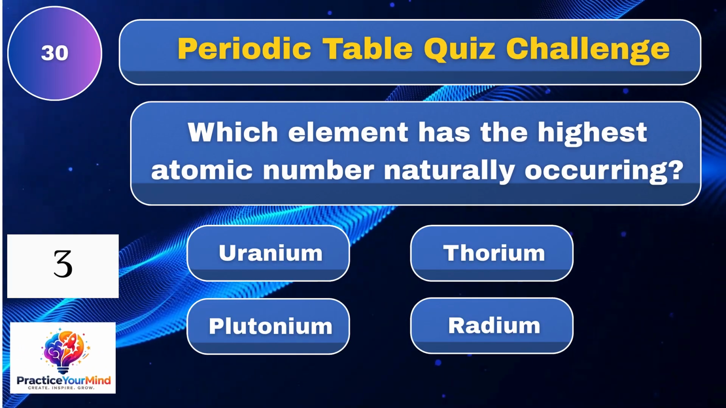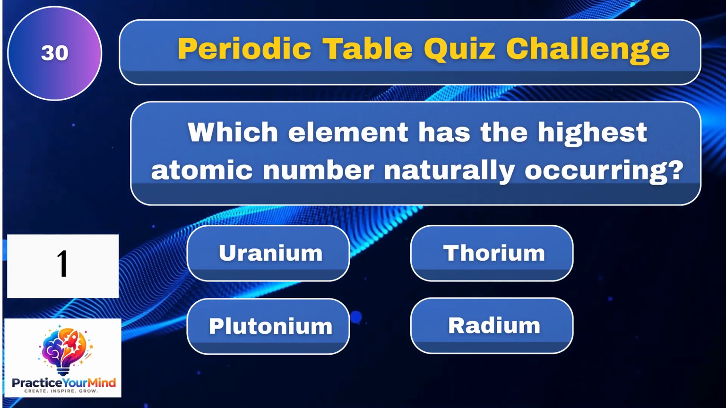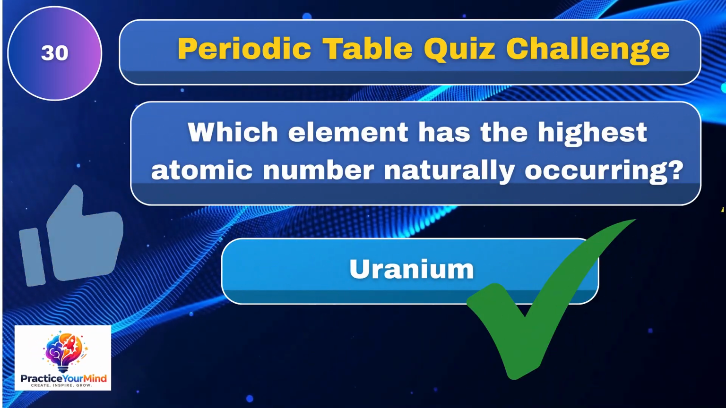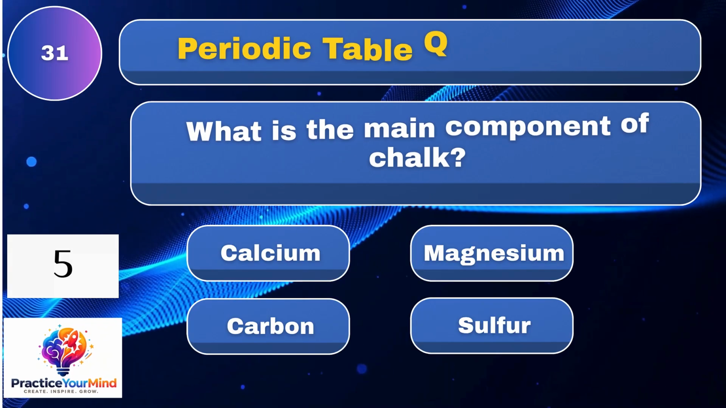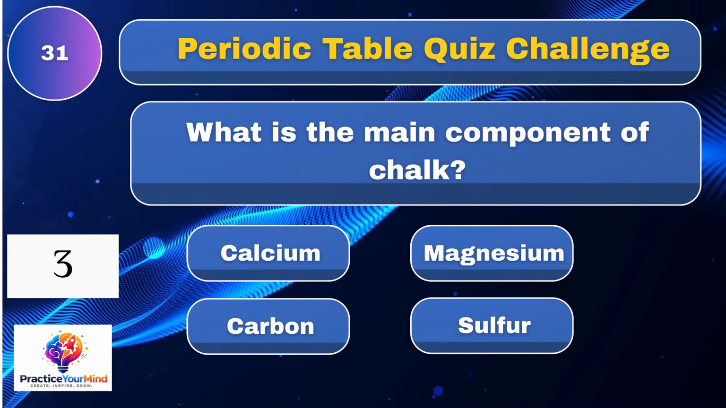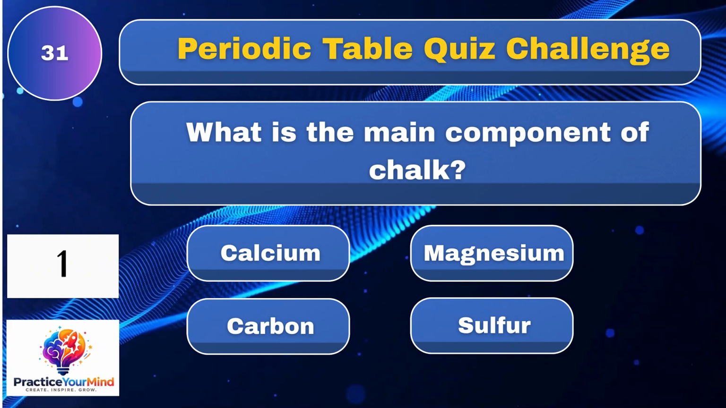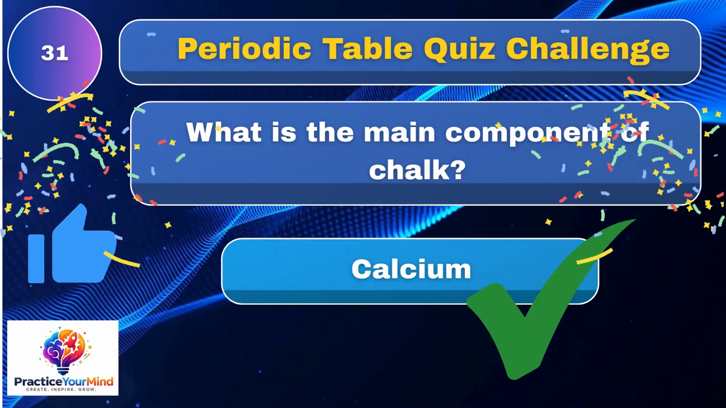Ready? Question 30. Which element has the highest atomic number naturally occurring? Correct. Uranium holds that record. Let's go to question 31. What is the main component of chalk? Great. Chalk is calcium carbonate.